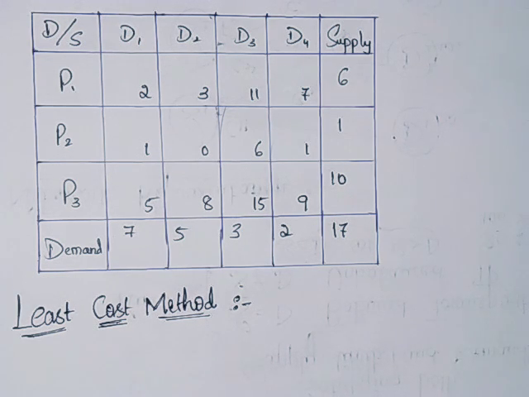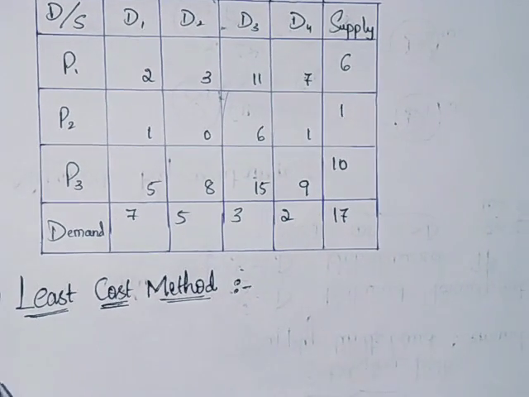Hello students. In yesterday's video we learned how to solve a transportation problem using the northwest corner method. In the methods of finding an initial feasible solution for a transportation problem, the first method was the northwest corner method, and I gave a detailed explanation with an example. The second method among the methods of finding an initial feasible solution is the least cost method.